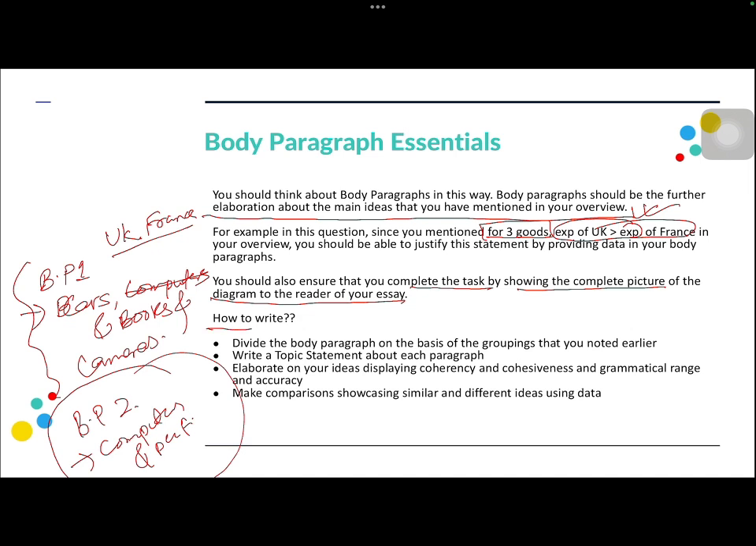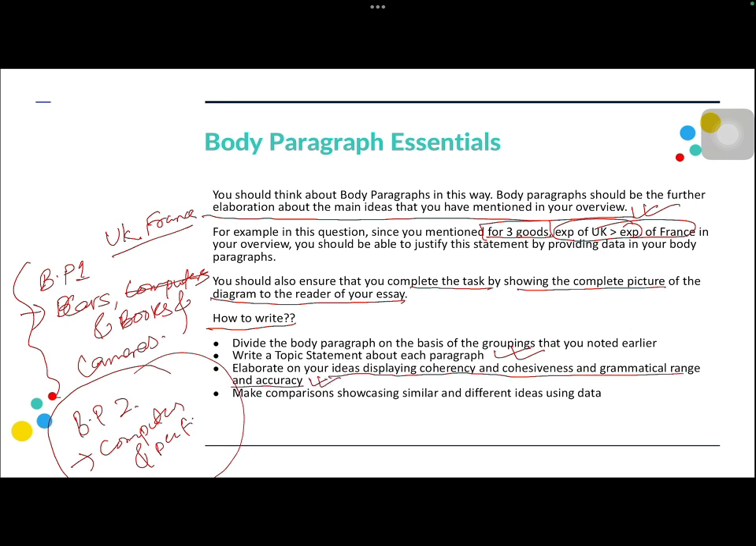Now, when writing, divide the body paragraphs on the basis of the groupings that you noted earlier. We already talked about that. In body paragraph 1 we are going to talk about cars, books and cameras, and in the second body paragraph we are going to talk about computers and perfumes. Write a topic statement for each paragraph. Whenever you are starting your body paragraph, write a summary of whatever you're going to write in it. We'll look at an example of that as we see the body paragraphs for this question. Elaborate on your ideas displaying coherence and cohesiveness and grammatical range and accuracy, right?